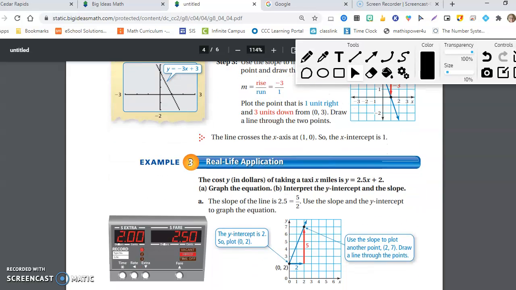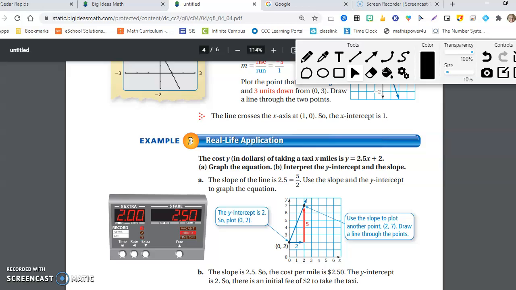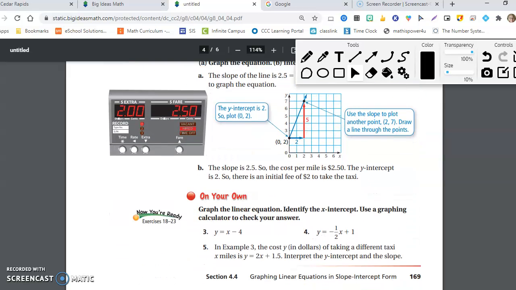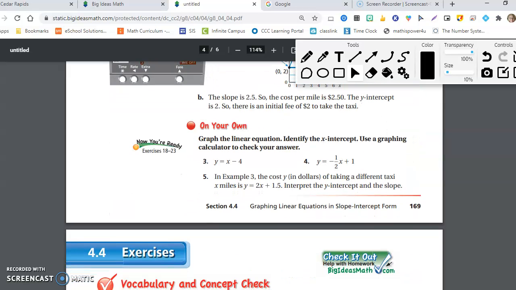I don't think we did the real life application. But what I would like for you to do is to graph the linear equation and identify the x-intercept. So stop the video now, and you just have to do 3 and 4, and that's it. You don't have to do 5.